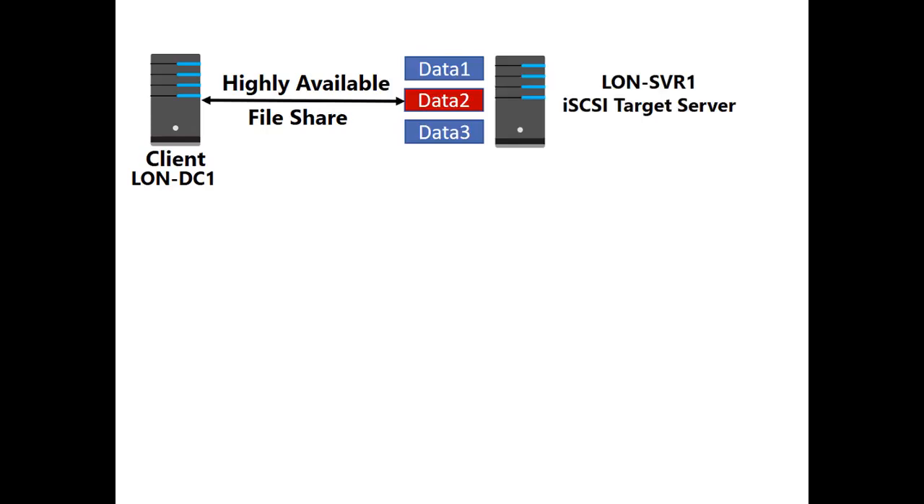I have already installed and configured Server 1 as an iSCSI target server. I created 3 iSCSI virtual disks. I brought each disk online and initialized it, and then created a 5 GB volume on each disk. The volumes are data 1, data 2, and data 3, and I intend to put my SMB file share on data 2.